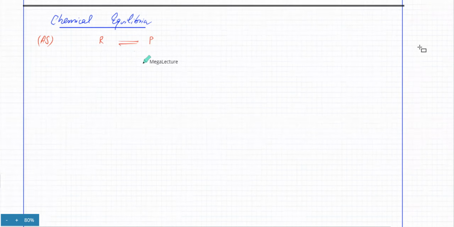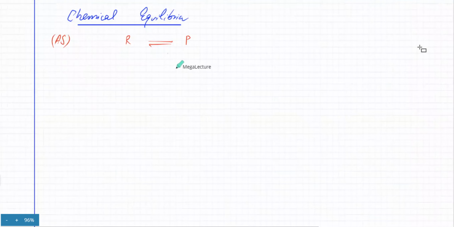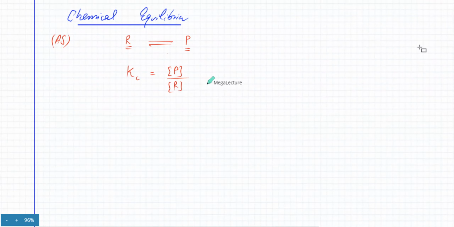The rate of forward reaction and the rate of backward reaction are equal. So there's not going to be any net change in the quantity of reactants and products. It's an equilibrium reaction. And Kc, the equilibrium constant, was the concentration of the products divided by the concentration of the reactants. This is what Kc was, and you were asked to write expressions for Kc.